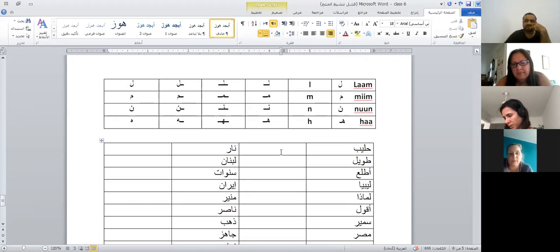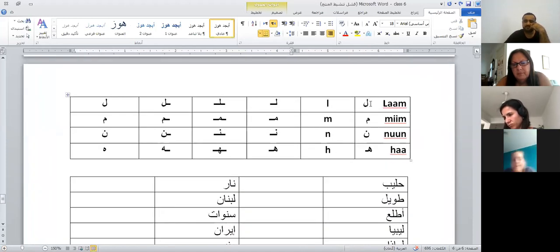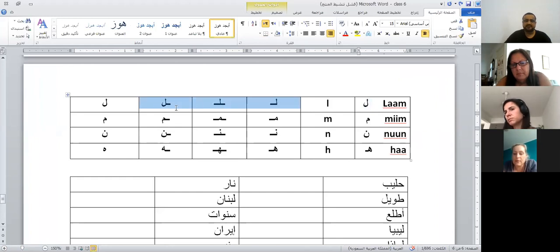Here we have 4 last letters. First, we have lam. This is the lam of law samah. This is the lam of al bayt, al kitab, the. This is the definite article lam, al. That's why it's a very common letter, lam.